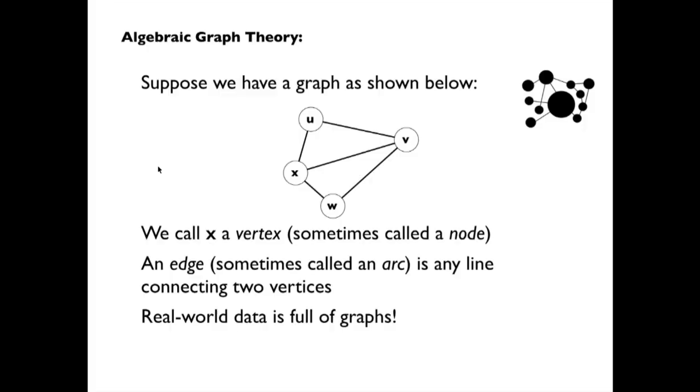All right, the next section is algebraic graph theory, the next part of linear algebra. Suppose we have a graph, shown down here. Let's introduce some nomenclature. If we've got a graph, we've got the different nodes, which we usually call vertices. The edges are any line connecting two vertices. Sometimes we call edges arcs.